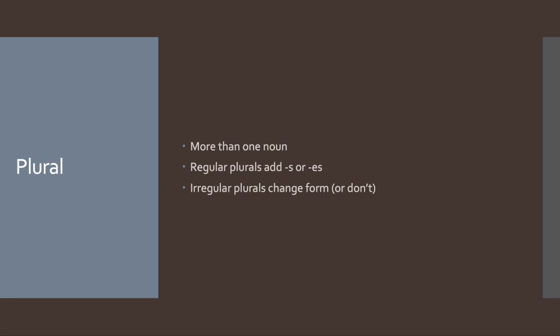And regular plurals are made by adding an S or ES to a noun. So if I have a horse and I have another horse, I have horses with an ES. But if I have a plant and I have a second plant, it's plants with just an S. Now, there are also irregular plurals that change form or don't. A good example of this is octopus to octopi, man to men, and there are many other irregular plurals, some of which don't change at all, like, for example, sheep or deer.